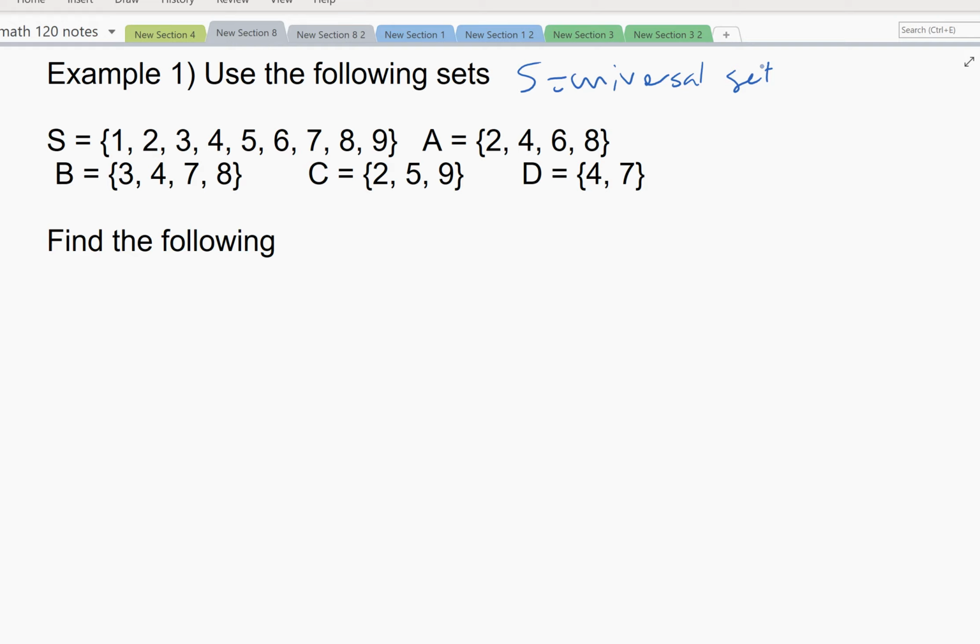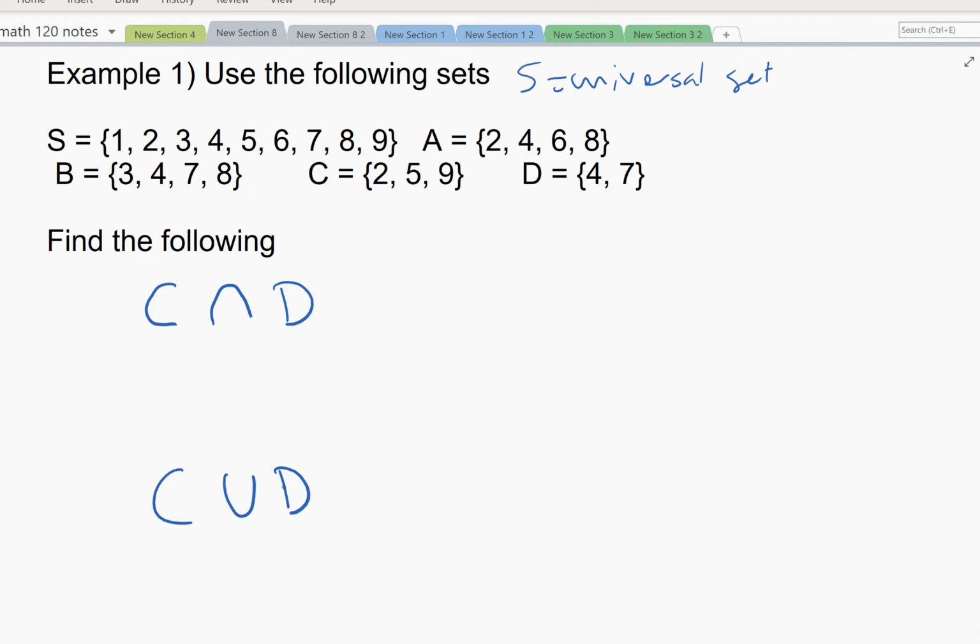Alright, so we're going to find the following. We're going to use intersections, complements, and unions. So find the set. Remember, math is a language. We have symbols that you have to be able to recognize in order to solve problems.